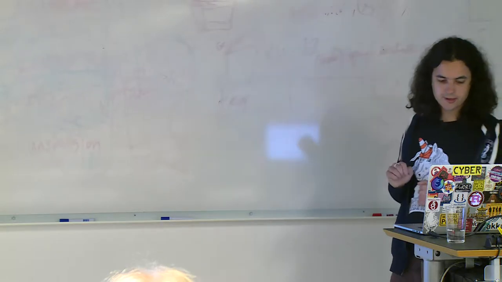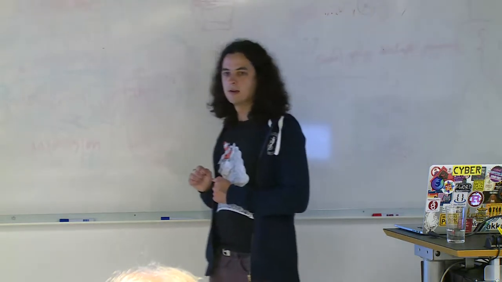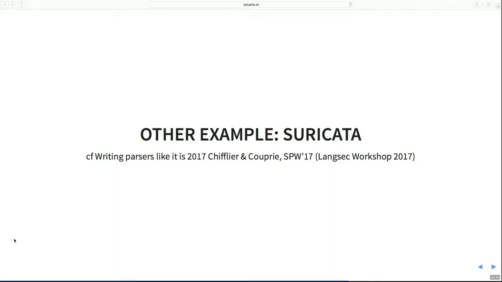There's another example that's been quite interesting, which is Suricata. If you've never heard about it, Suricata is an IDS. It looks at network streams and tries to find attacks and stuff. And they made all of their parsers in C. And at some point, someone from the Suricata project comes to me on IRC. I don't know who he was.